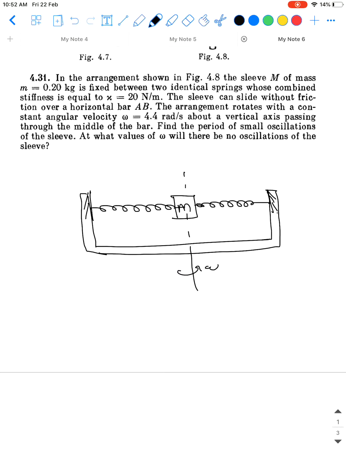Now if the stiffness of the spring is taken as k and this one is taken as k, and we know that as these two springs are connected in parallel combination, the value of equivalent spring constant will be equal to 2k, which is given as nothing but 20 in the question.